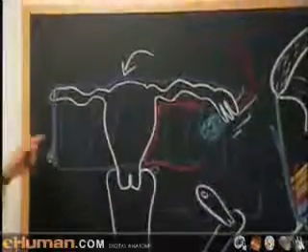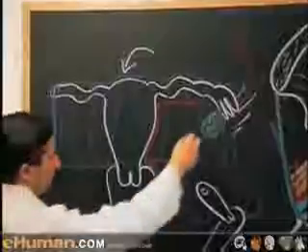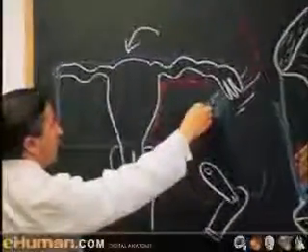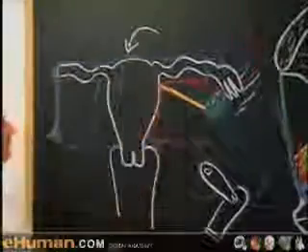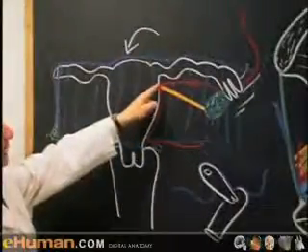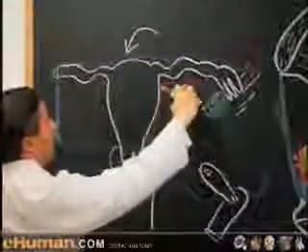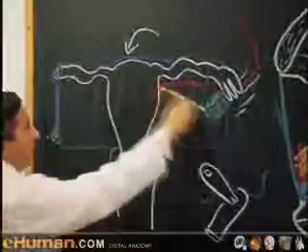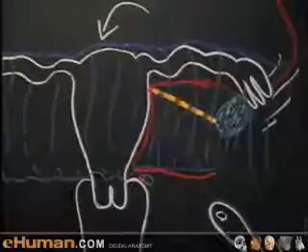Now, lying between the two layers of this broad ligament, we have the remains of the gubernaculum. And this extends from the lower pole of the ovary to the lateral edge of the uterus. Since it's lying between the layers of the broad ligament, this remains of the gubernaculum is referred to as the round ligament of the ovary.